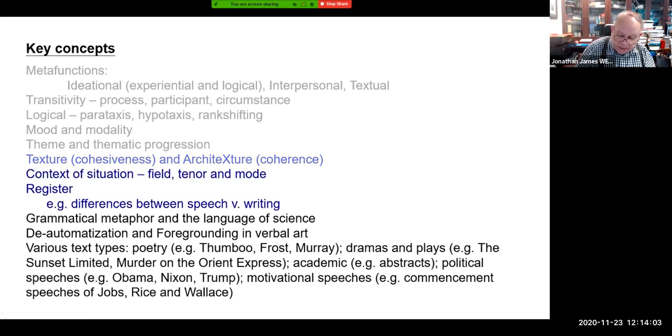But we don't just look at a text by itself. We also look at it in terms of its context of situation. This is very important. And what is context? Field, tenor, mode. The choices that you make in language are very much decided by the context in which you are speaking, in which you are engaging with someone else.